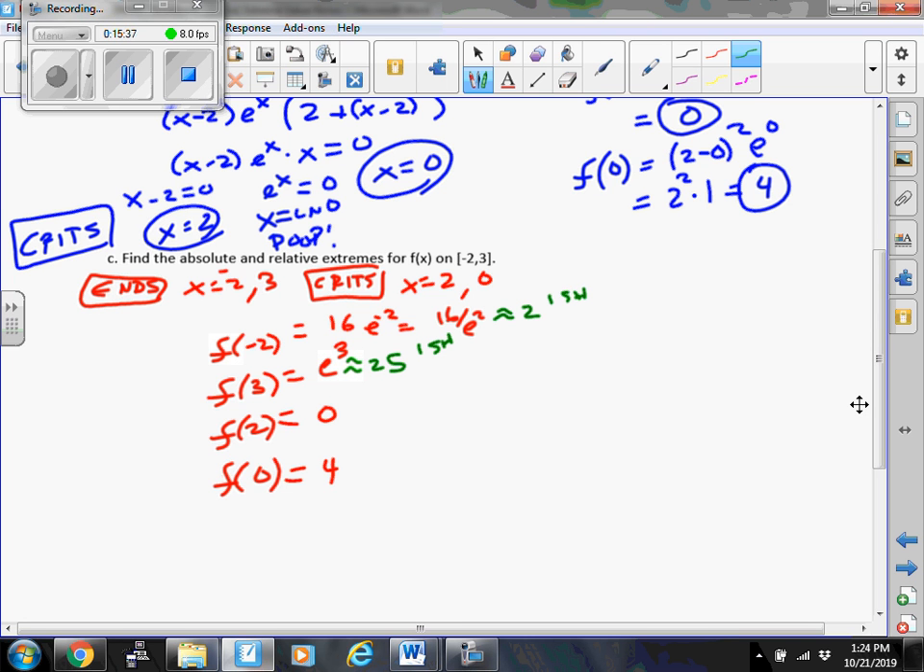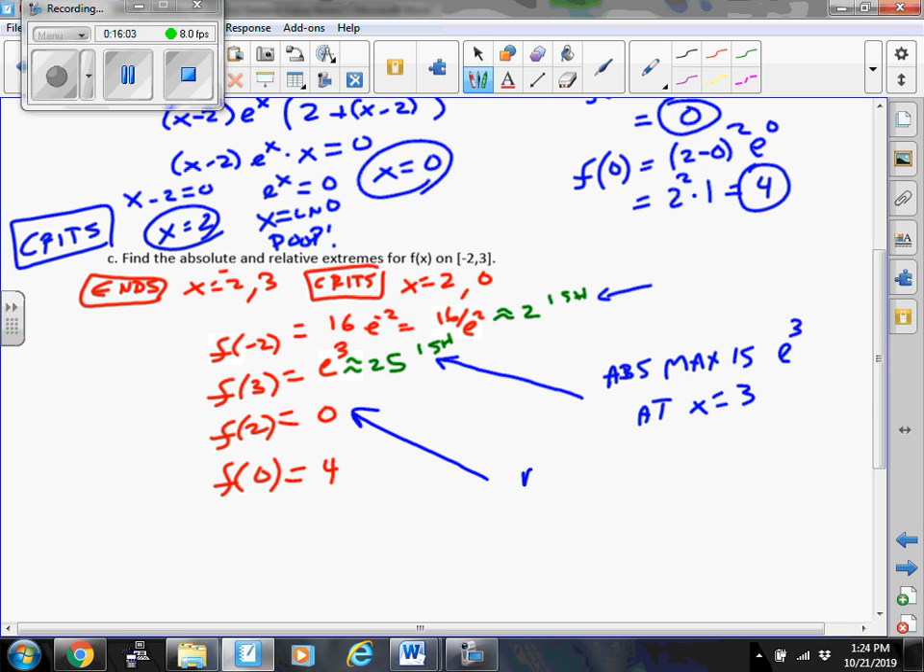Here, all I have to do is find my absolute maxes and mins. Clearly, that one's my largest. So my absolute max is e to the 3 at x equals 3. My smallest number, even though this one right here is a small number, it's not smaller than 0. So my absolute min is 0 at x equals 2.